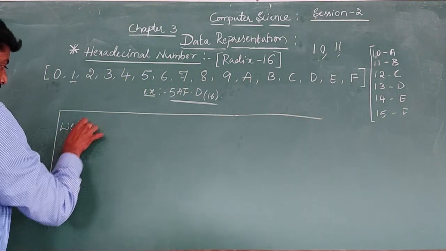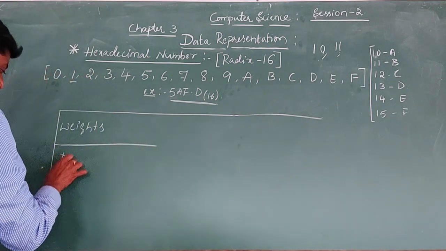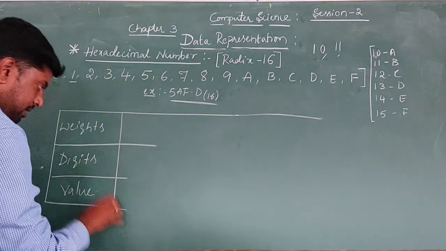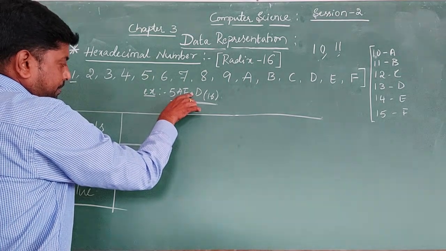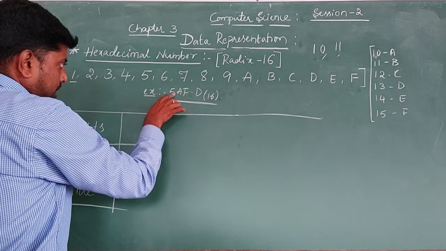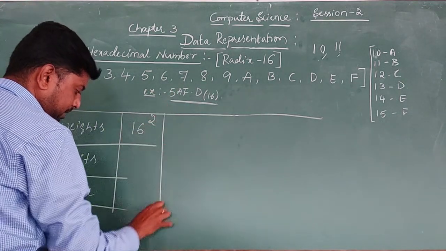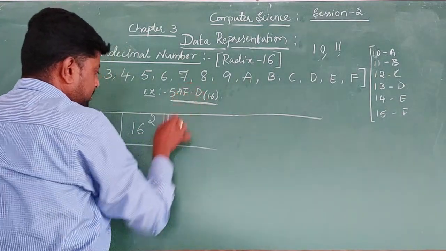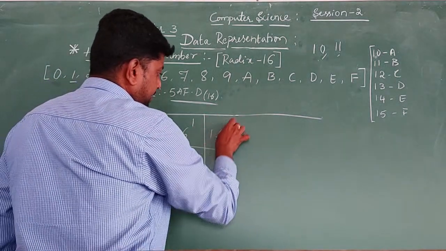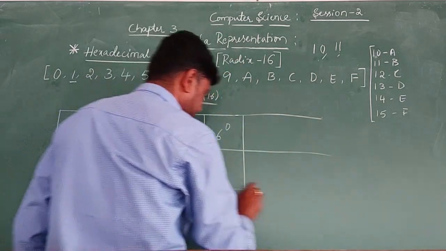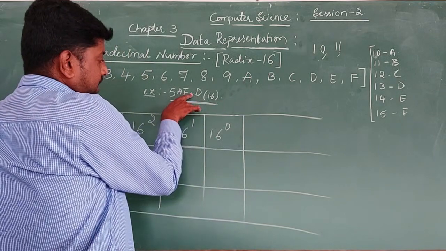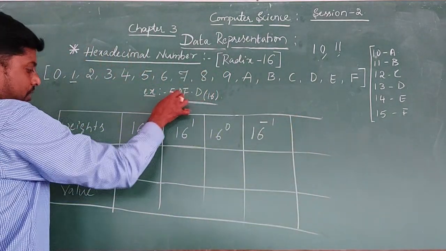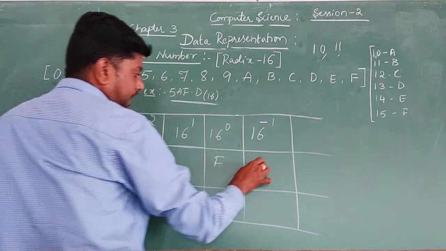Weights, digit and value. Then consider from the decimal point the integer positions 0, 1, 2. Hence 16 to the power of 2 is the maximum weight. Why 16 to the power of 2? You must know the radix is 16. Then 16 to the power of 1, 16 to the power of 0. Then after the decimal point, you have one more digit, that is 16 to the power of minus 1. Then apply the digits: 5 A F point D.